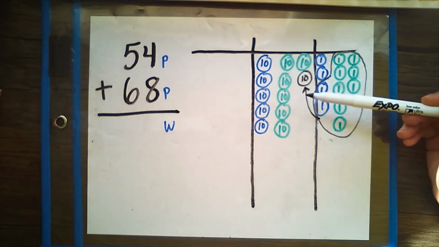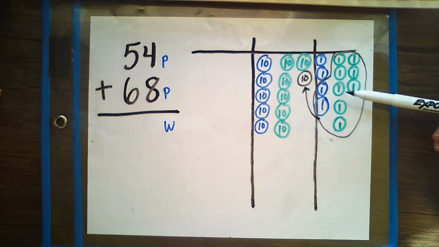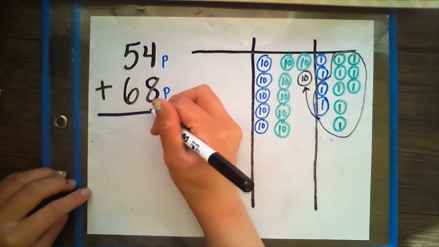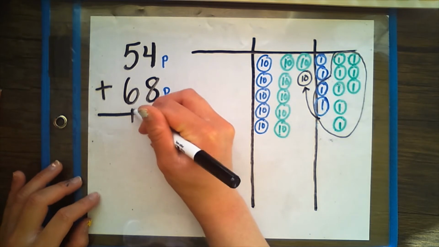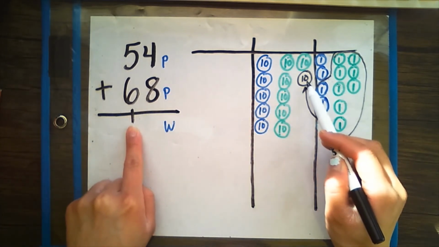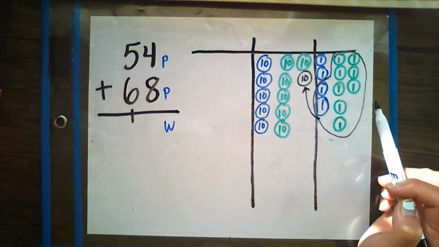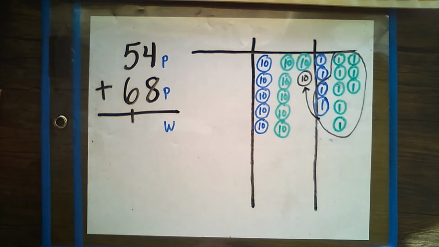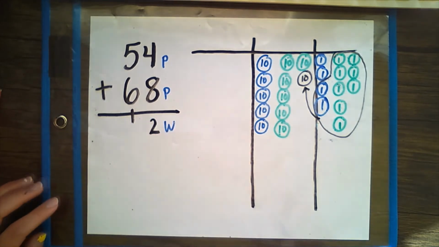How do we show this in the vertical form? After we bundled 10, how do we show that in vertical form? Great job. We are going to write the new 10 on the line below the tens column because we added a new 10 after bundling 10 ones. And then we're going to go ahead and write 2 below the line in the ones place.